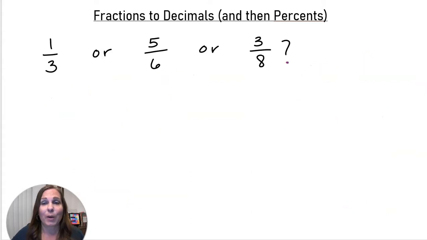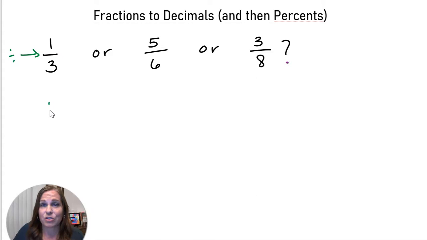But what about when it's not? So a fraction like 1/3. 3 doesn't go into 10 or 100 or 1,000. I mean, it goes in, but it's got a remainder, right? So we have to take a different approach when the denominator doesn't go into 10 or 100 or 1,000. And that approach is to divide. The fraction bar that you see means the same thing as division. So 1/3 means 1 divided by 3.